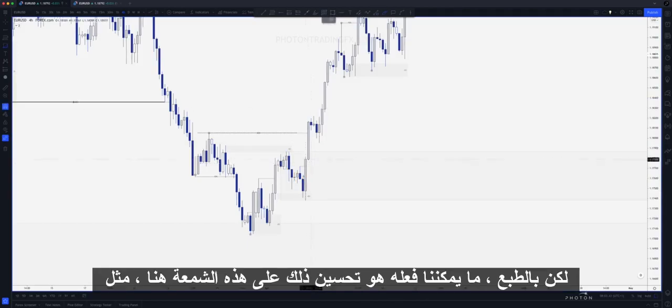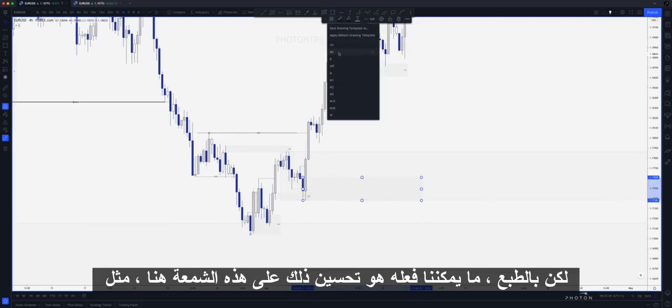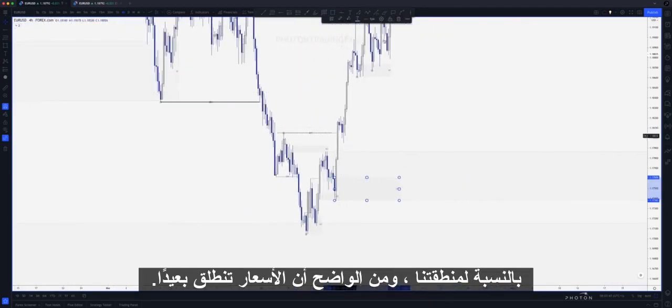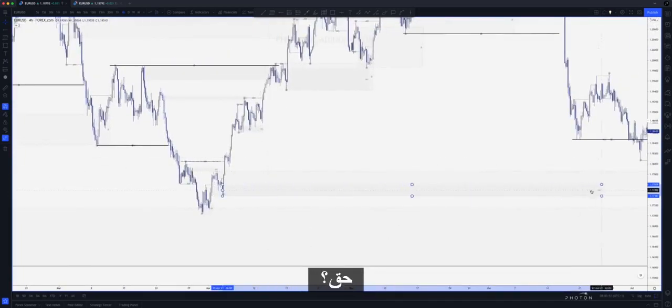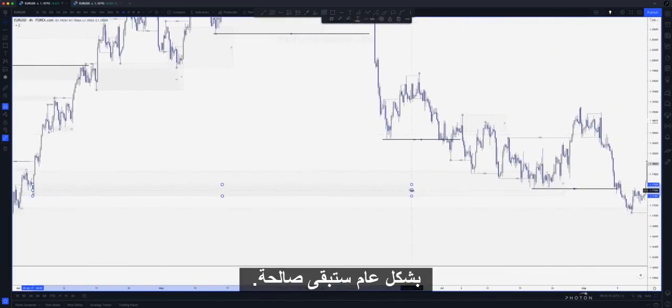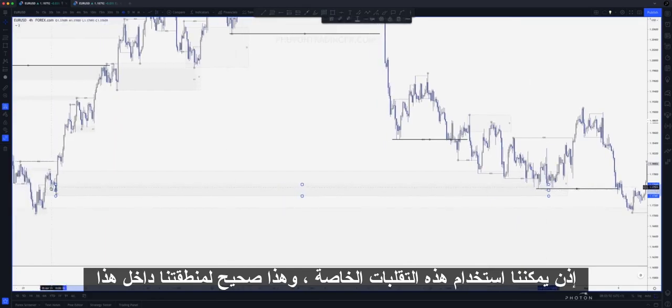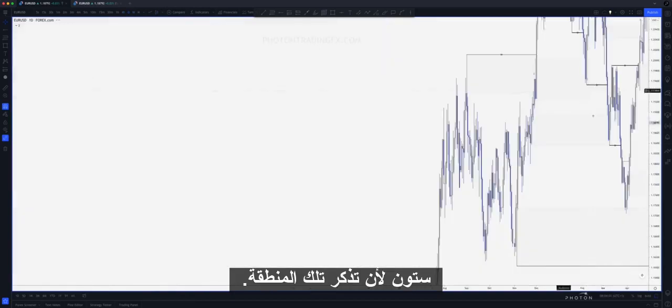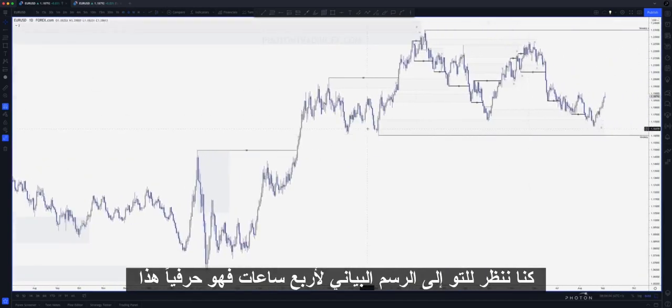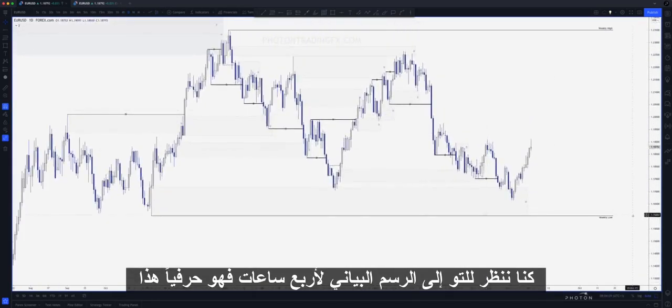right? But of course, what we can do is refine that to this candle here, that 4 hour zone, and then obviously price just shoots away, so we're not going to use it then, but it can still be used at a later date. It generally will remain valid. So then we can use that flip zone, that 4 hour zone within this larger daily flip zone, because remember that zone we've just been looking at on the 4 hour chart is literally this price action here.